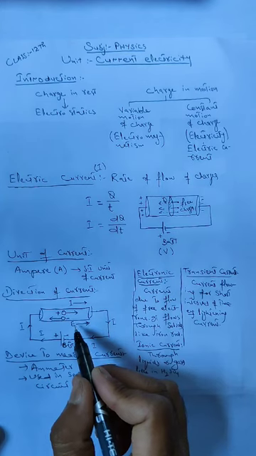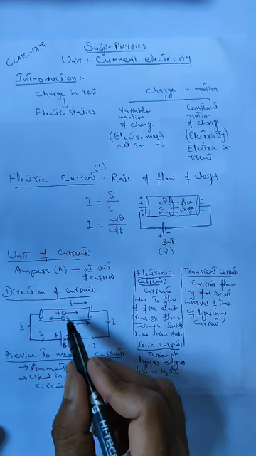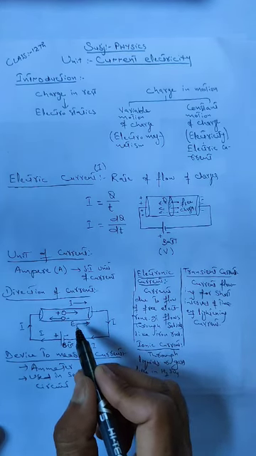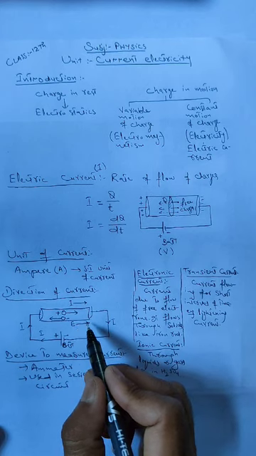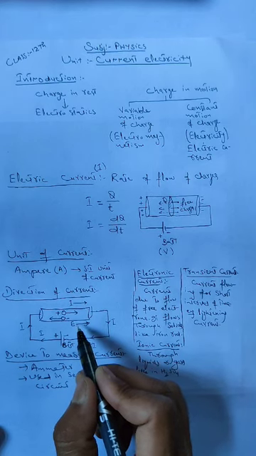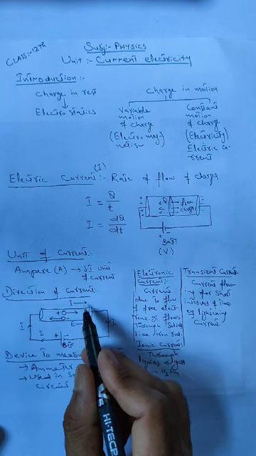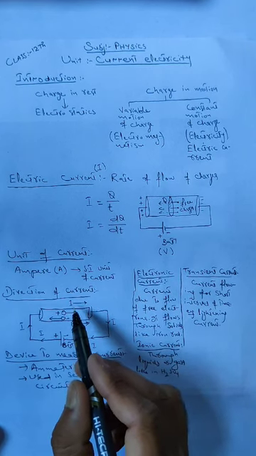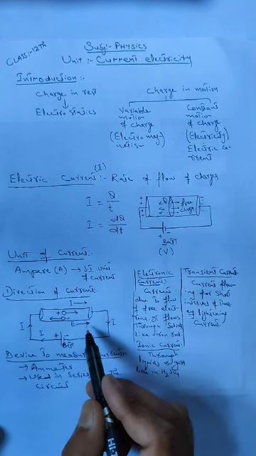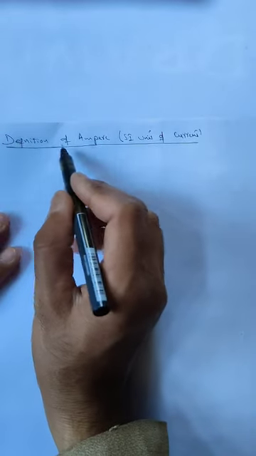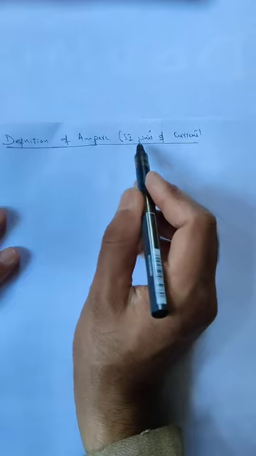Another point is the electric field. When there is a charge, there is also an electric field. So the electric field is the same. The electric field has the same direction as that of electric current, or we say the direction of current is the same as the direction of the electric field. Now let us take the definition of ampere, because ampere is the SI unit of current.